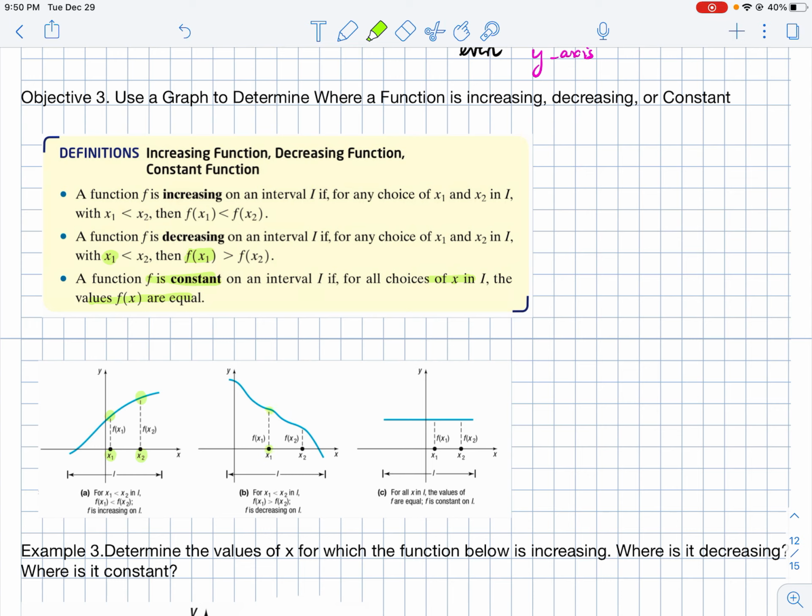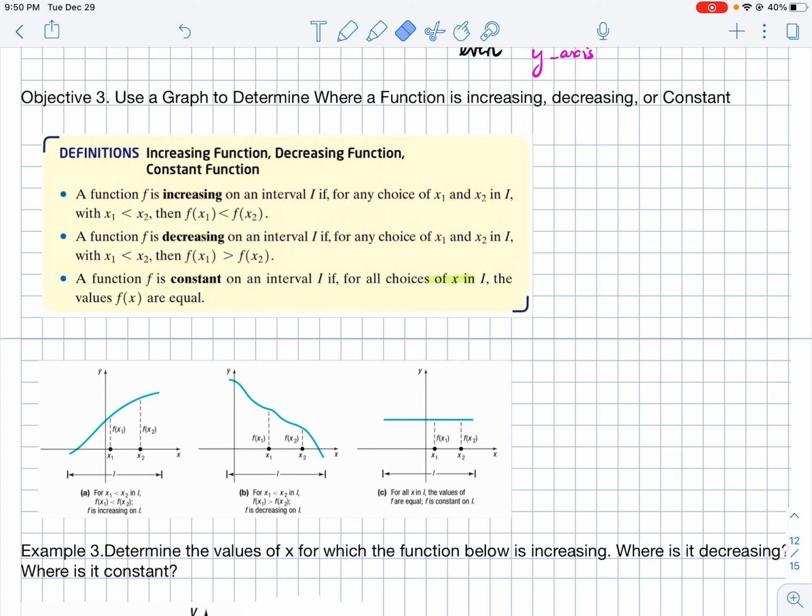For the second case, the function f is decreasing. x1 gives you f of x1, x2 gives you f of x2, but x1 is smaller than x2, and f of x1 is taller, right? It's bigger. So in that case, f is decreasing. And what if f is constant for two values of x1 and x2? x1 is smaller, but they give you the same output. Then you conclude that the function f is constant.